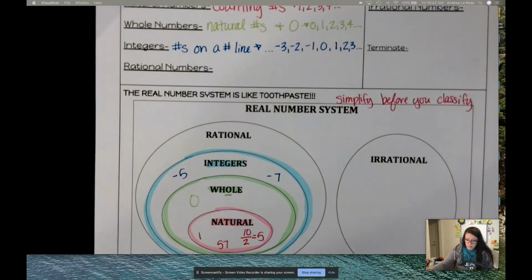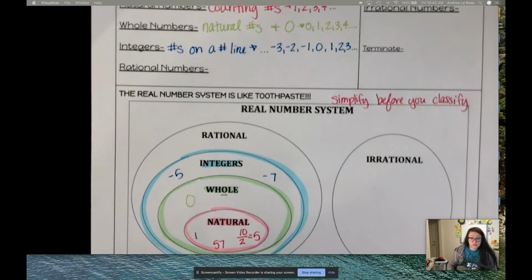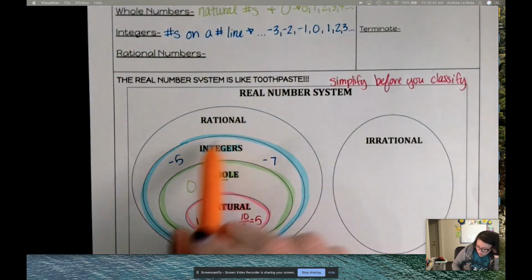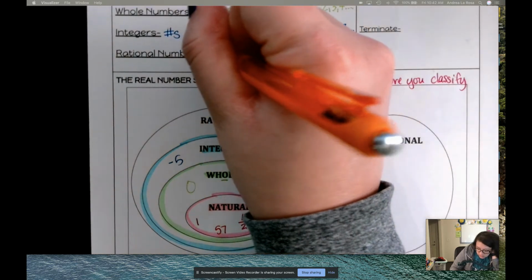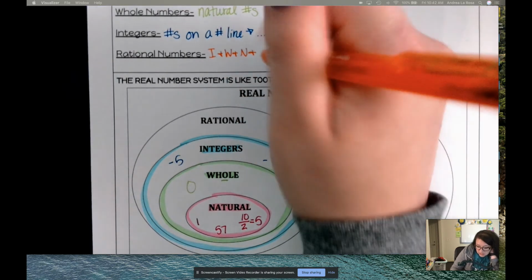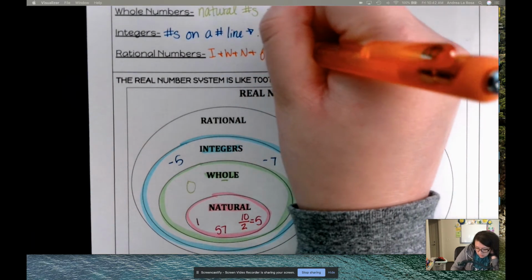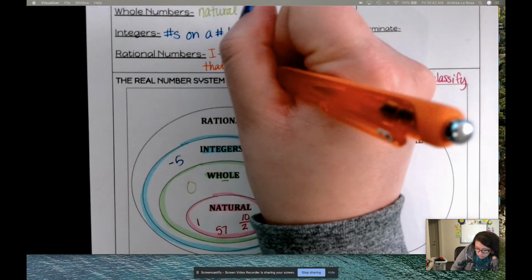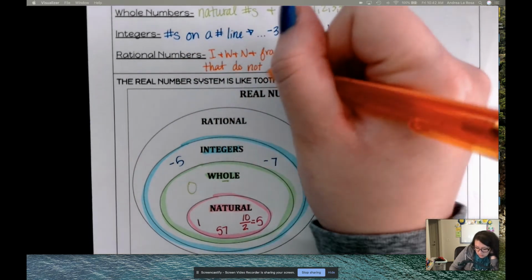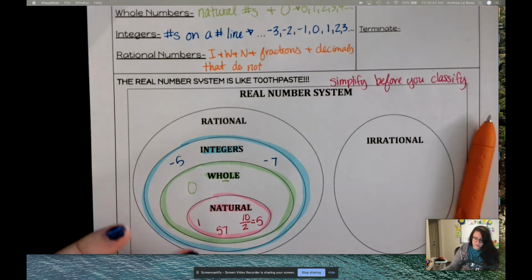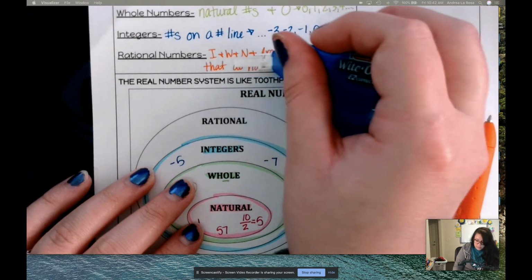And then the last group are our rational numbers. Rational numbers are when we see, so all these other things, so it's integers and whole numbers and natural numbers and fractions and decimals that do not... let me rephrase that. So decimals that repeat.